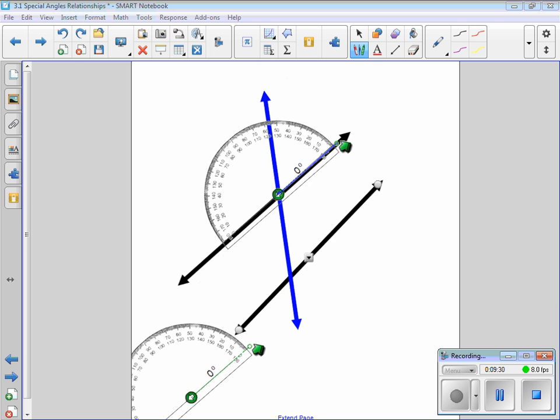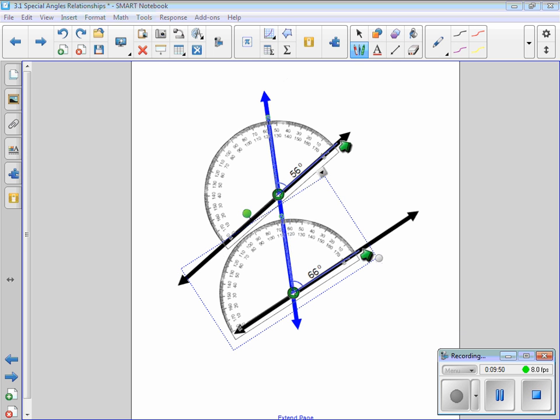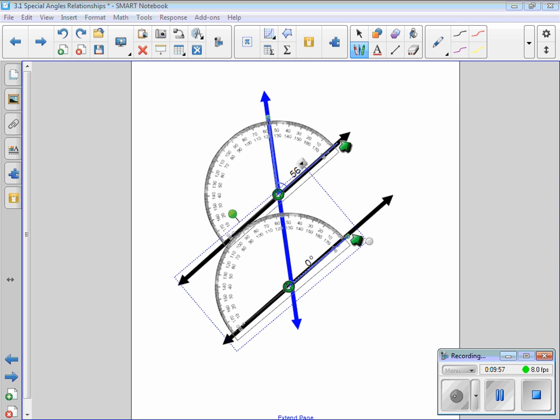So if you look at the top angle, this angle here, it's about 56 degrees. Now when this one is not parallel to it, let's measure it. I put my protractor in place, and now I'm going to measure this angle down here that corresponds, and it's more like, let's get this lined up correctly, about 66 degrees. So those two corresponding angles are not congruent.